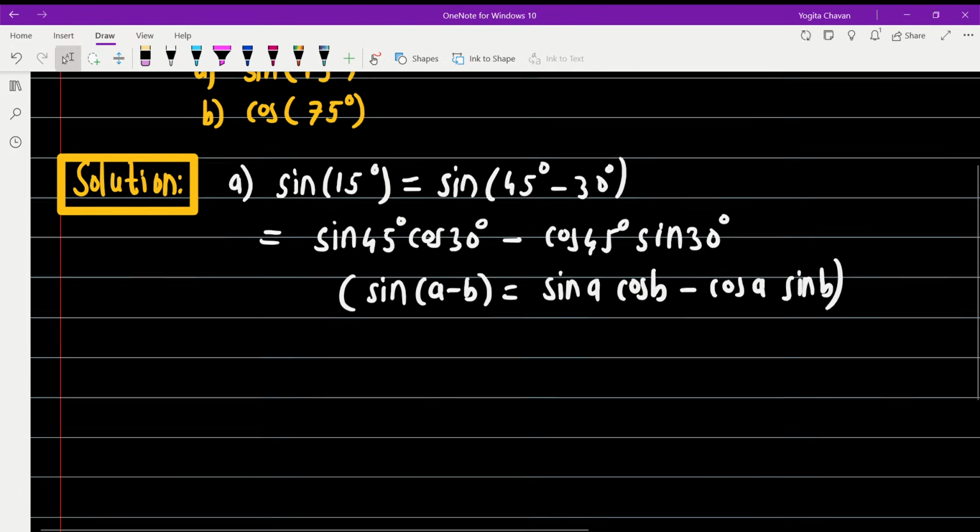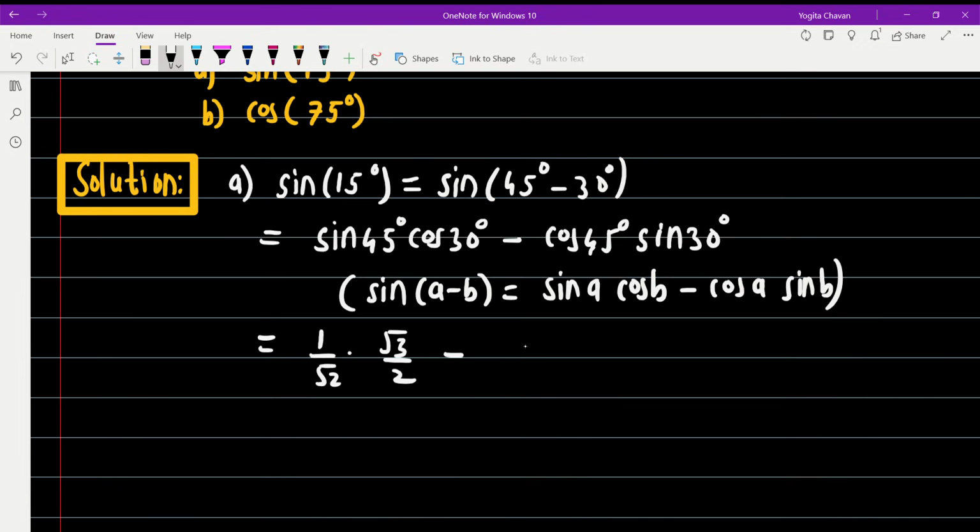Okay, now let's simplify. Sin 45 is nothing but 1 by root 2, into cos 30, root 3 divided by 2, minus cos 45, which is 1 by root 2, and sin 30 is nothing but 1 by 2. So this is equal to root 3 divided by 2 into root 2, minus 1 upon 2 into root 2.